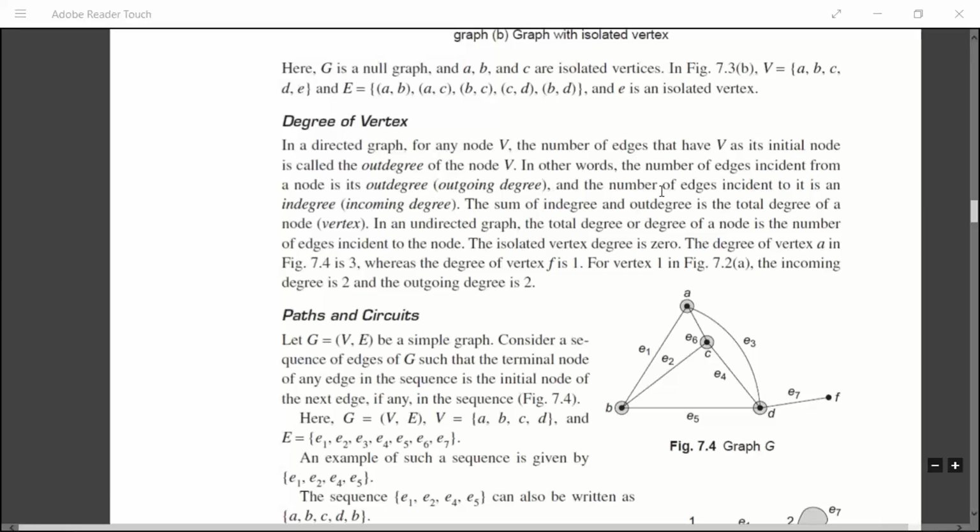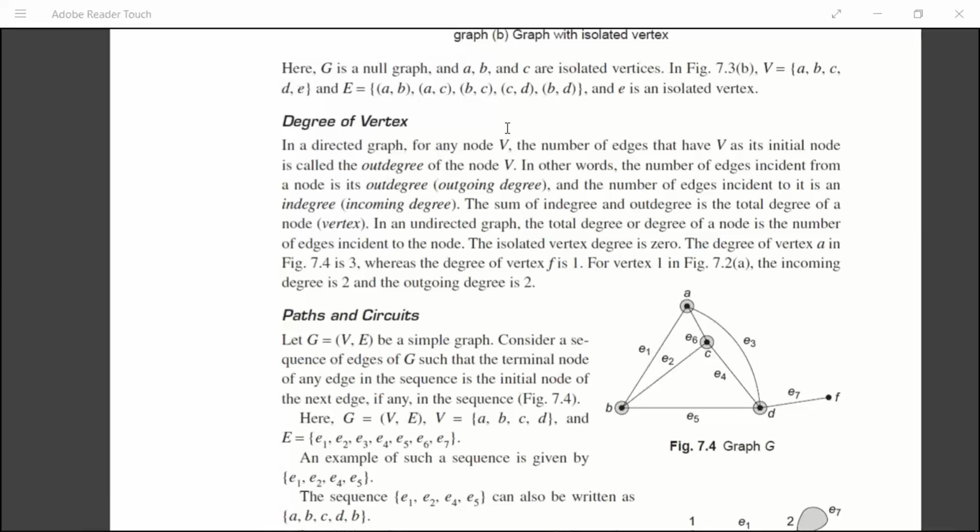In the same manner, the edges incident to it from other vertices are counted as the in degree, or incoming degree. The sum of the in degree and out degree is the total degree of a node. So this is what you have to keep in mind. The degree of a vertex is nothing but the sum of the in degree and out degree together.